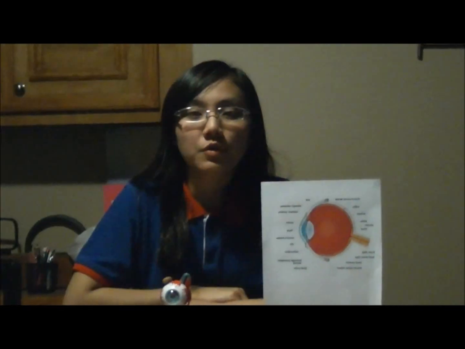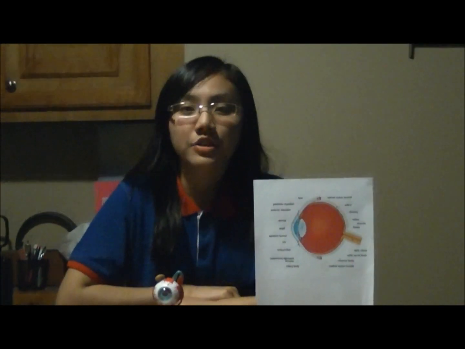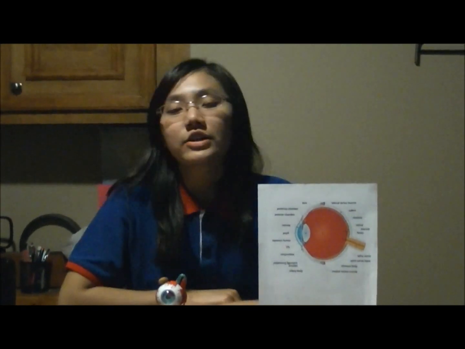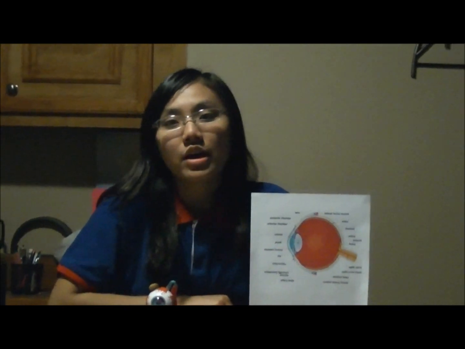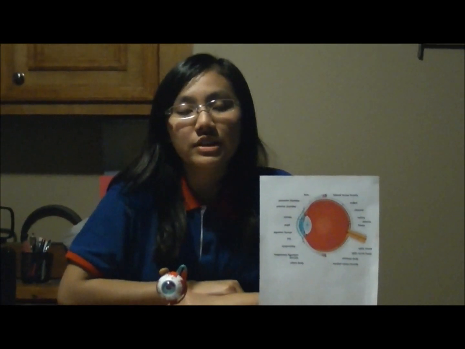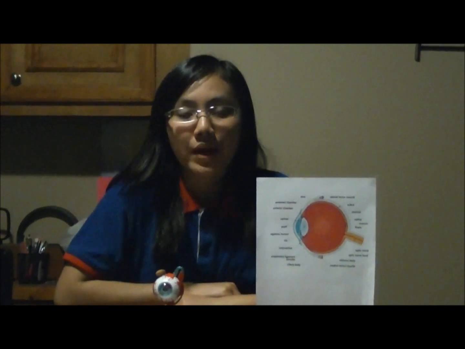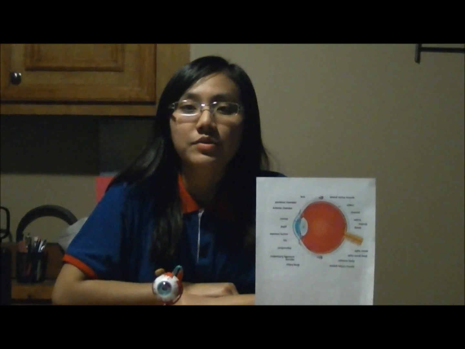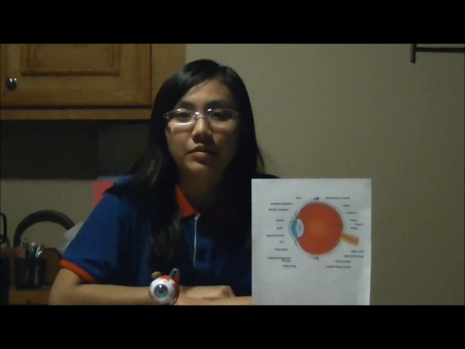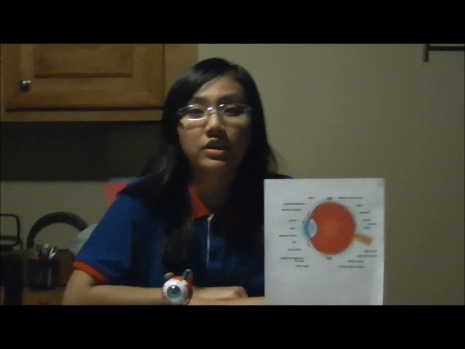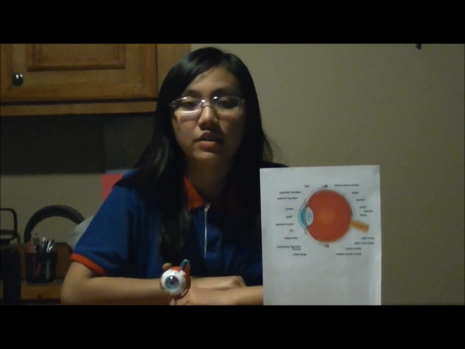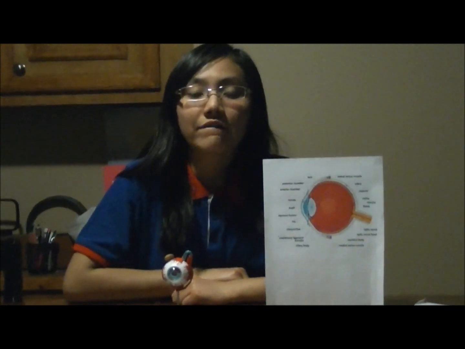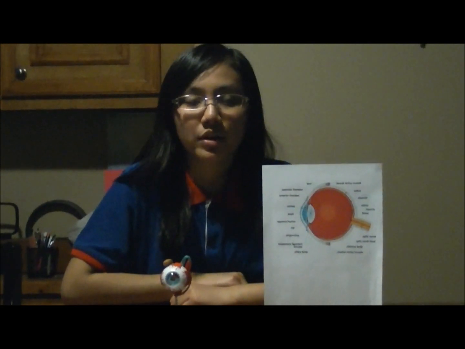Now I'll be talking to you about the two common eye conditions, nearsightedness and farsightedness. Nearsightedness, also known as myopia, is when people have difficulty seeing objects that are farther away and can clearly see objects that are near. This is caused when the eyeball is too long for the lens or when the cornea is too curved. This causes the incoming light to be focused in front of the retina instead of directly on it.